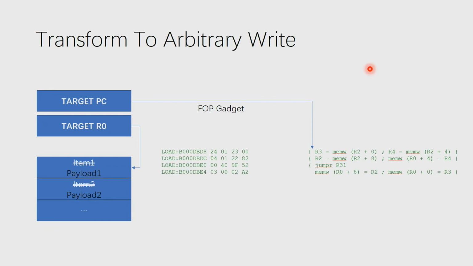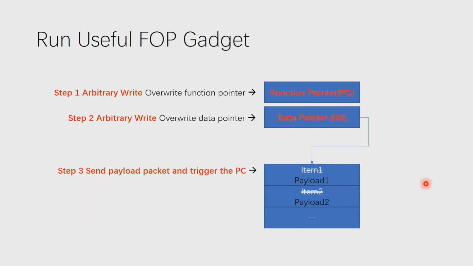Generally, we'd better transform it to an arbitrary write. As we have controlled the PC and the RVLO, we can trigger some FOP to do the job. The FOP, function-oriented programming. We control the PC and RVLO. We set the RVLO to our payload, and then trigger this function and trigger this gadget. Finally, you will see that we have written arbitrary bytes to an arbitrary address. So we can do arbitrary write. We can run some other useful FOPs to do more complex jobs.